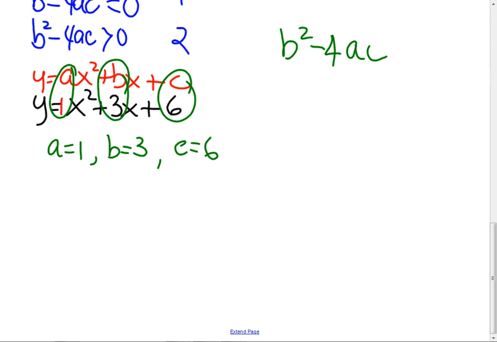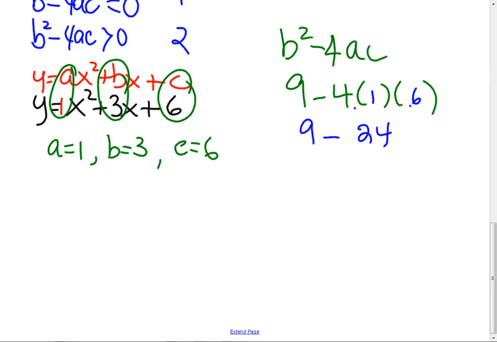Okay, what's B? 3. So B squared is? 9. Good. Minus 4 times A times C. What's A? 1. And C is? 6. So if I simplify this, this is 9 minus what? Minus 15. 4 times 6 is 24, right? 9 minus 24.